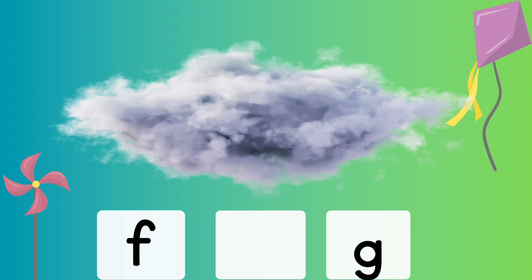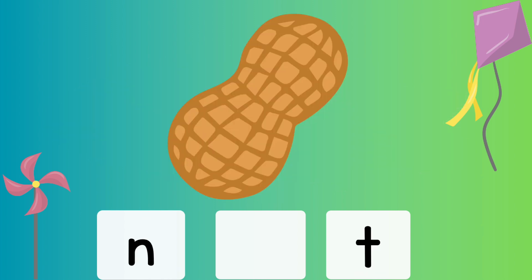Fog, fog. Which sound is missing? F-O-G. Well done. It is O. F-O-G, fog. Nut, nut. Which sound is missing? Is it O or A? Well done. It is A. N-U-T, nut.